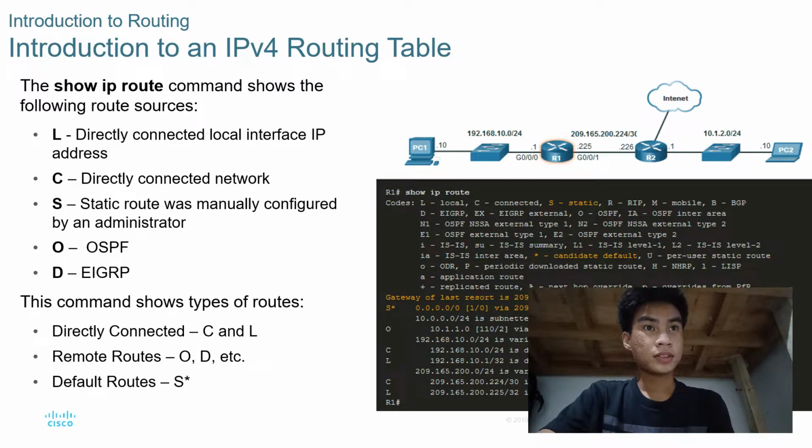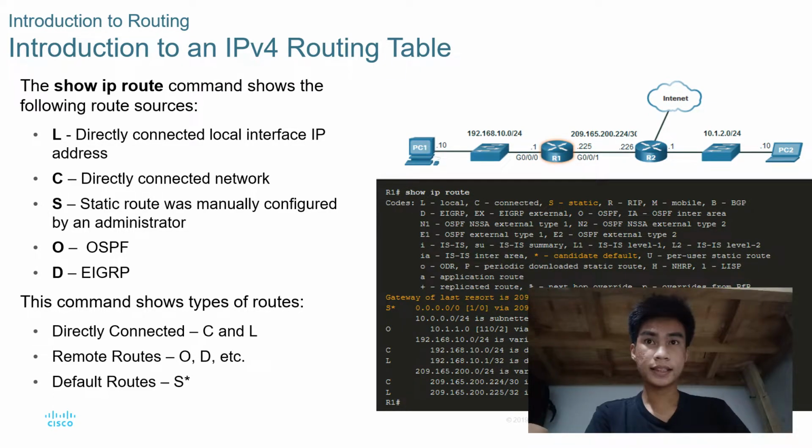Common route sources or codes include these. L is directly connected local interface IP address. C is directly connected network. S is static route, manually configured by an administrator. O is OSPF. And D is EIGRP.